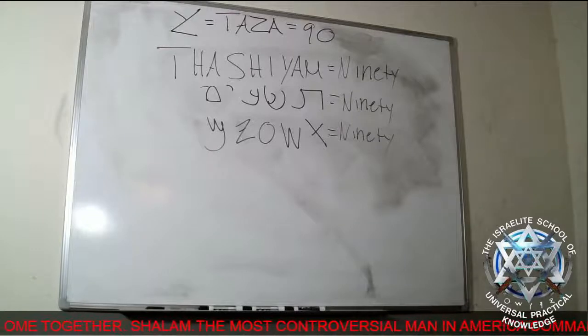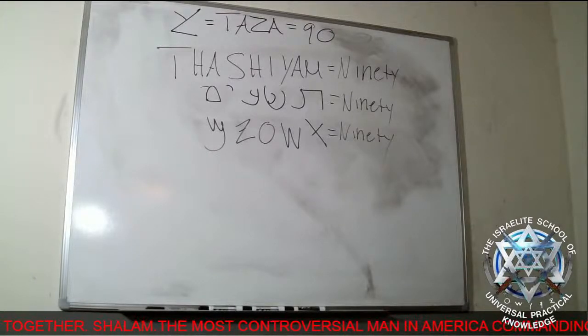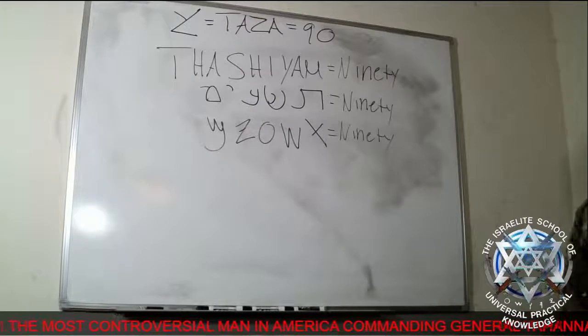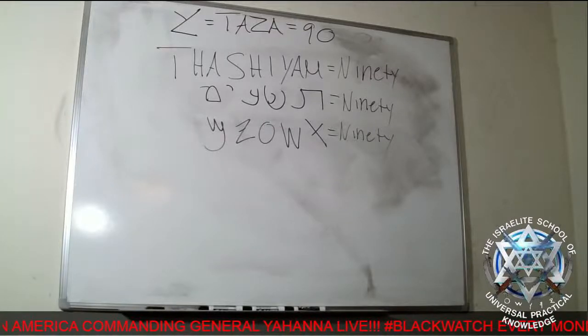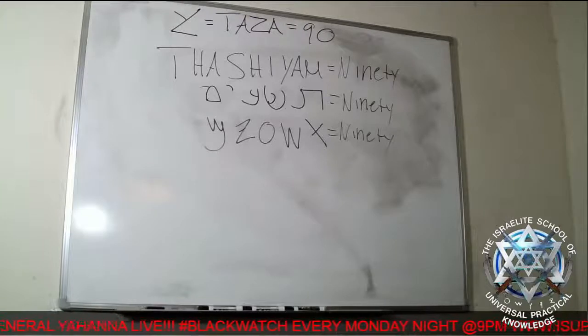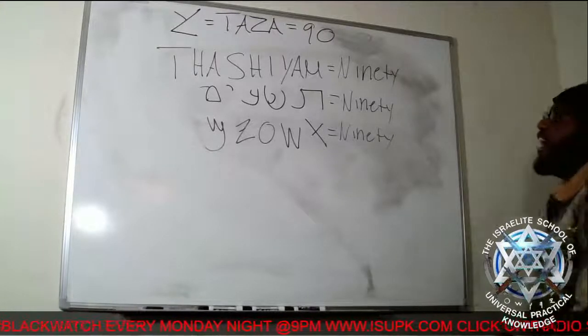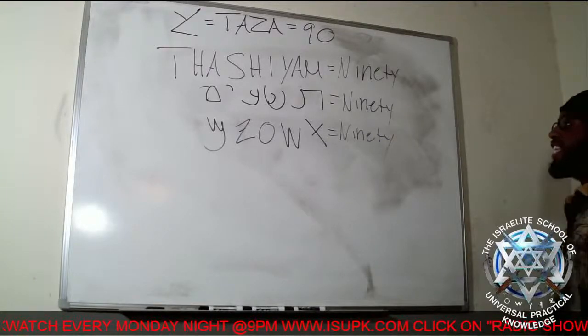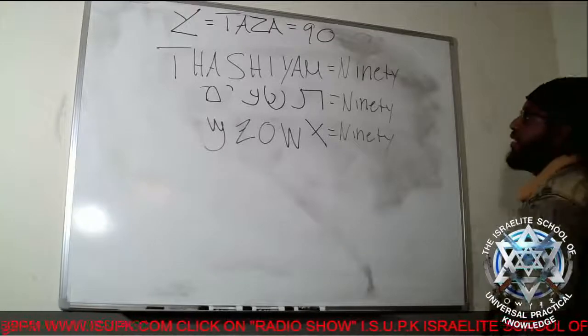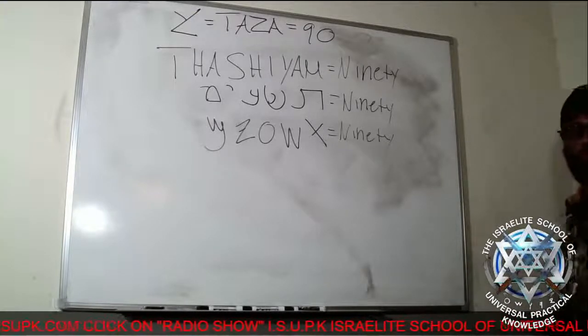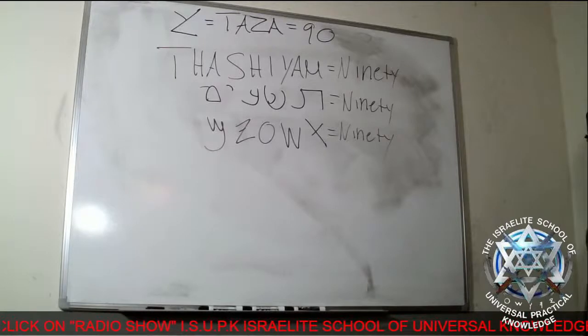The Shayim is the number 90. And Tazah has a numeric value of the number 90.